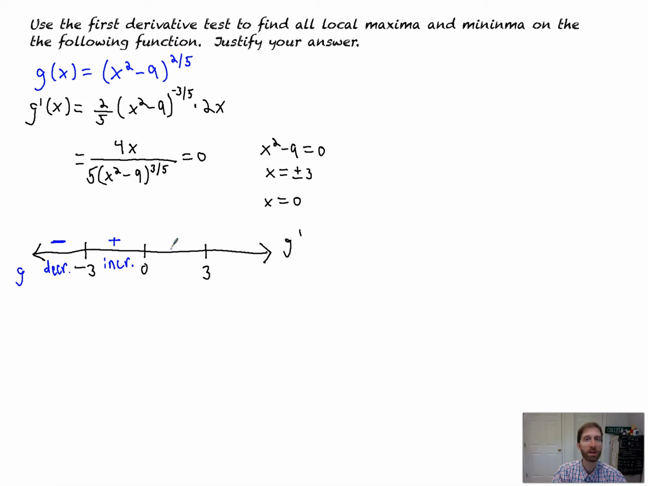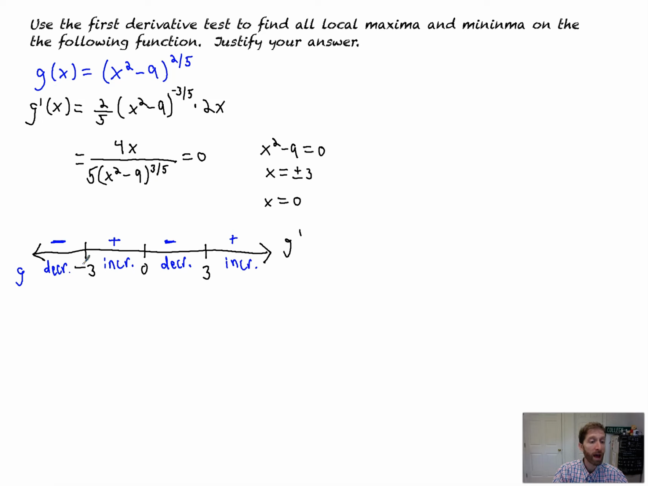From 0 to 3, we'll pick something like 1. Well, that's going to be positive. This 1 squared minus 9 is negative, so the 3/5 is still negative. So we've got a positive over a negative. That's going to be a negative. So we're decreasing on that interval of g. And then, I don't know, 45 billion. 4 times 45 billion is positive. That squared is positive, minus 9, the whole thing is positive. So g is increasing there.